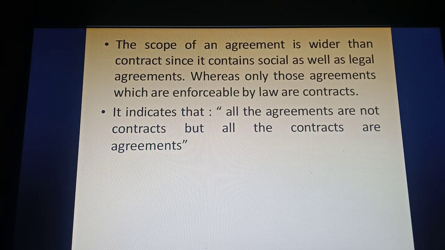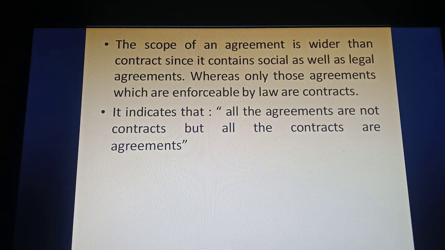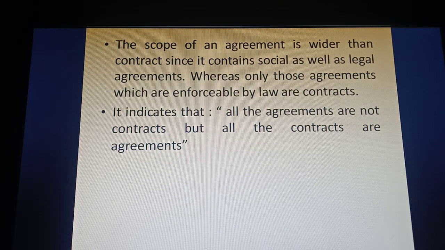Thus, from all the discussions, it has been made clear that the scope of an agreement is wider in comparison to the contract, because in agreement, social as well as legal agreements are included, whereas only those agreements which are enforceable by law can be regarded as contract. So it indicates that all agreements are not contracts, but all contracts are agreements.